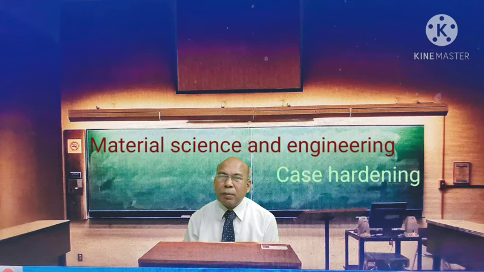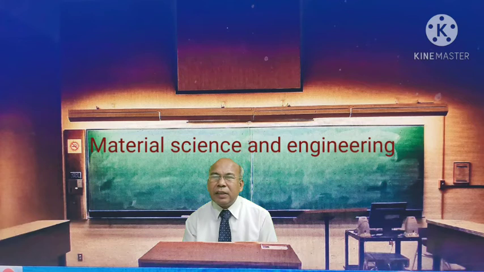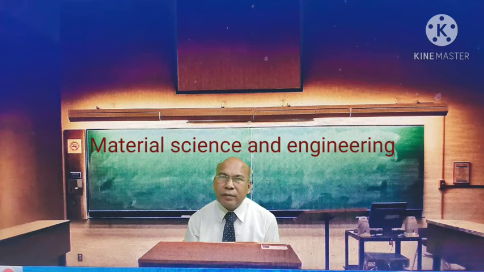In the case of pack carburizing, the metal is taken along with limestone and charcoal powder in a metallic container, and then sealed with clay, then heated in a furnace to a temperature range of 850 to 950 degrees centigrade. It is kept in the furnace at the same temperature for a definite period according to the thickness of hardness required.